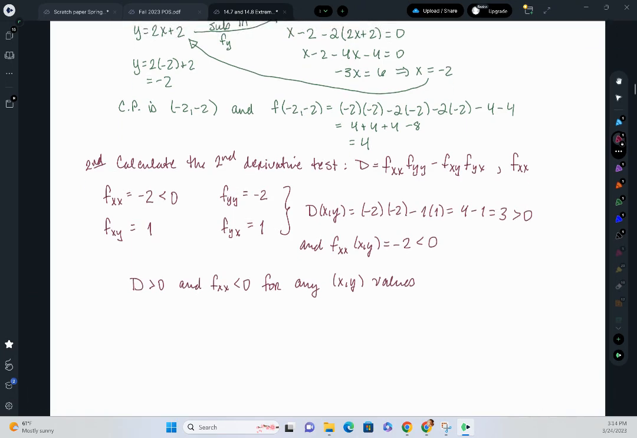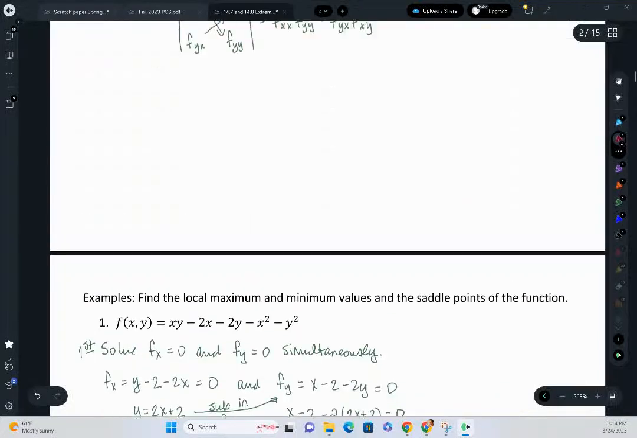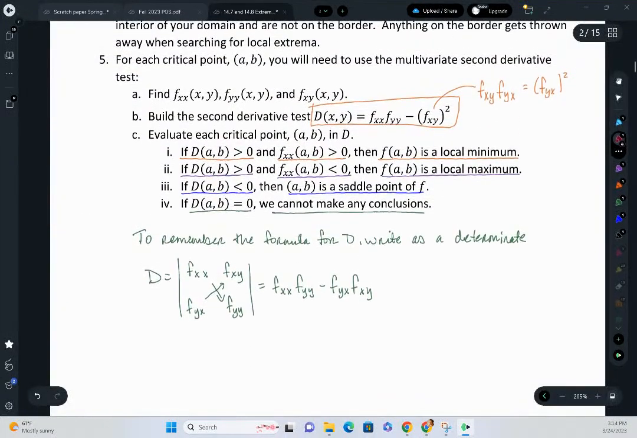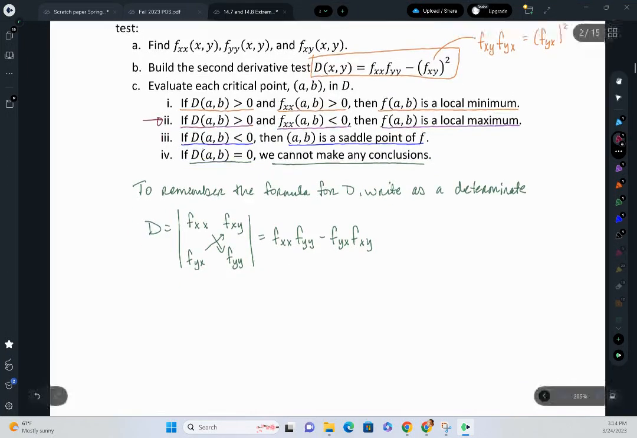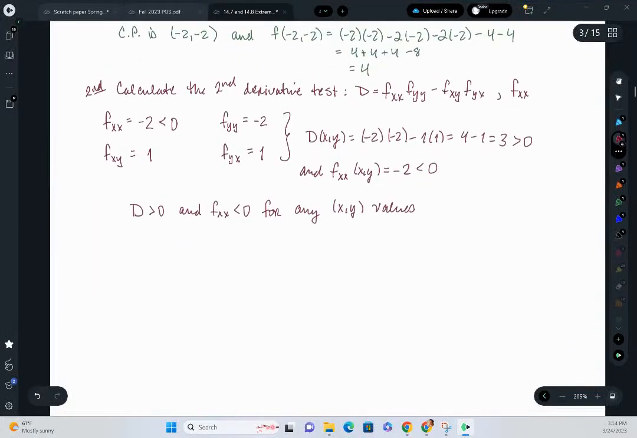So if we go back real quick, let's look: big D positive and f sub xx negative. We go back up. That looks like case 2 right here. So what that means is my critical point corresponds with a local maximum. Okay. So at this point, we can go to our third step, and we classify the critical point or critical points. We will have more at times.